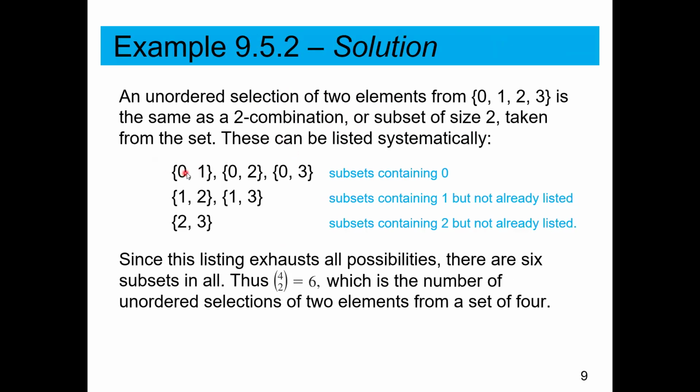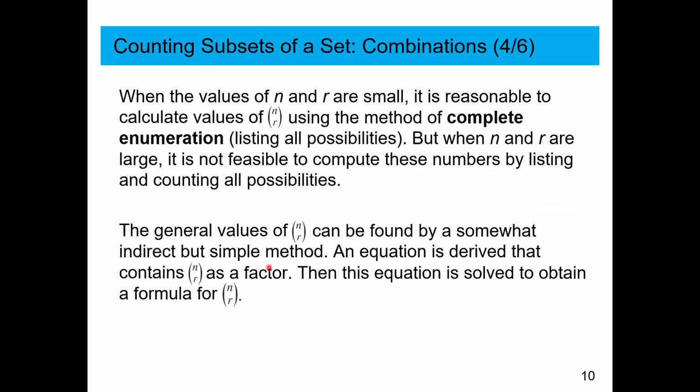So we could have picked zero, all the sets with zero, then all the sets with one, then all sets with two. And notice though, I picked 0,1; 0,2; 0,3; 1,2; 1,3; and 2,3. And that exhaustively gives me 6. Hmm. So 4 choose 3 was 4, but 4 choose 2 is 6. Well, that's interesting.